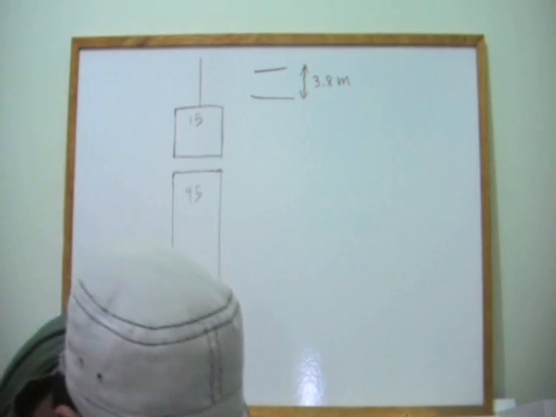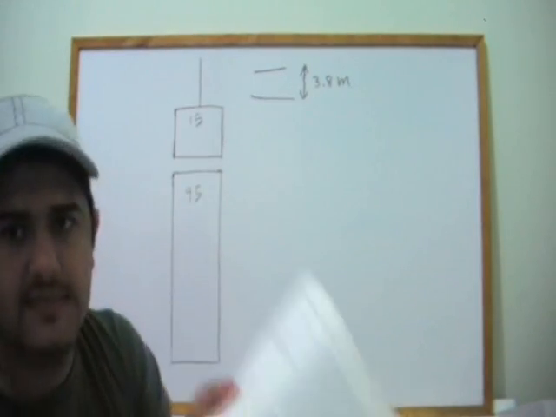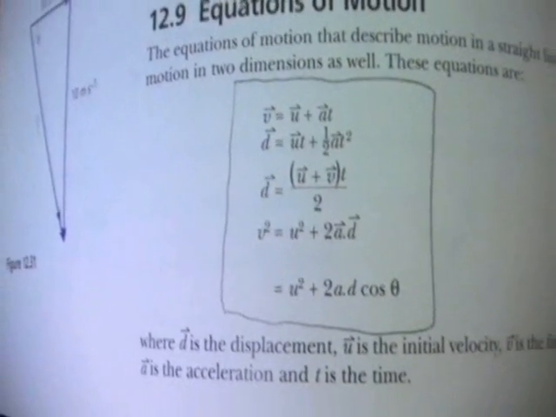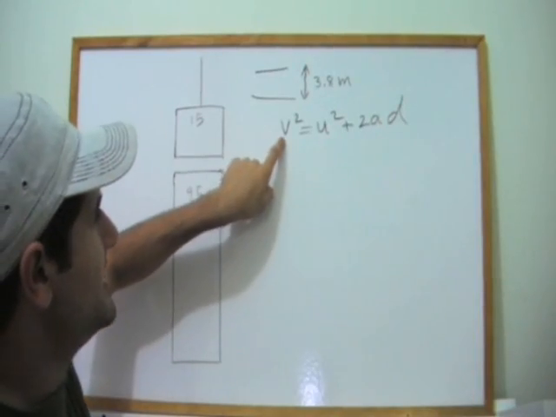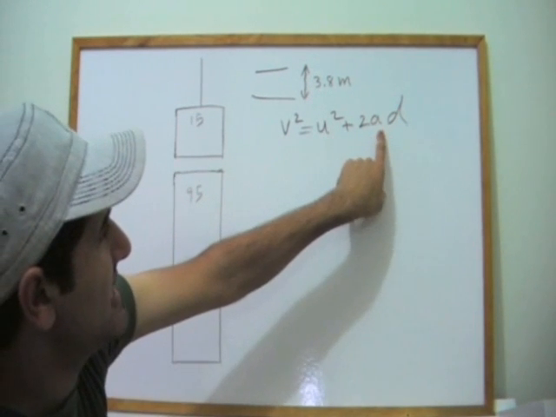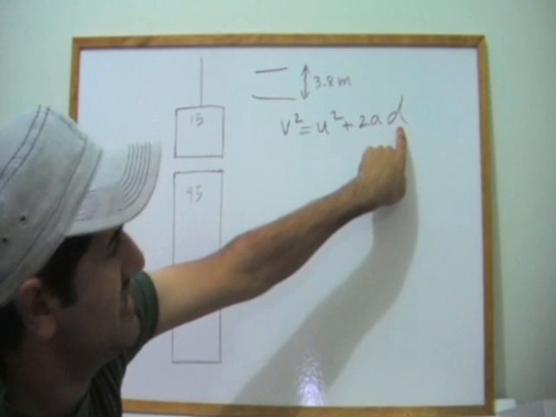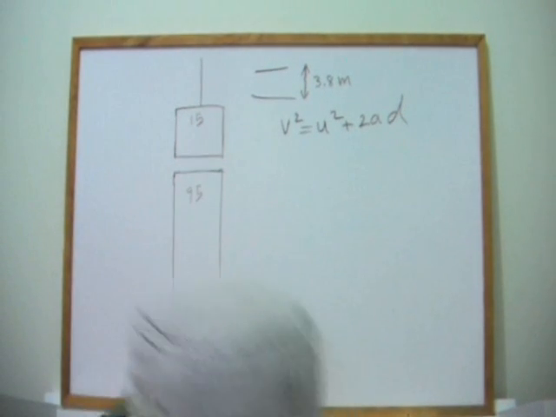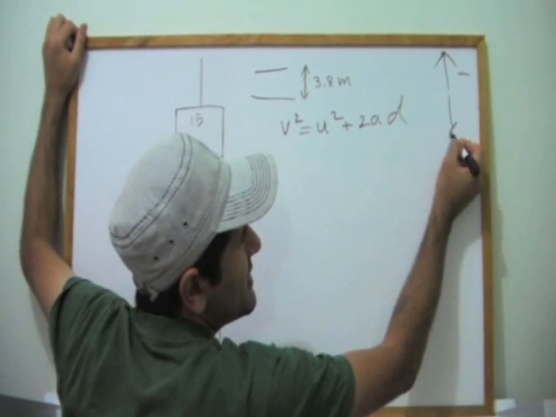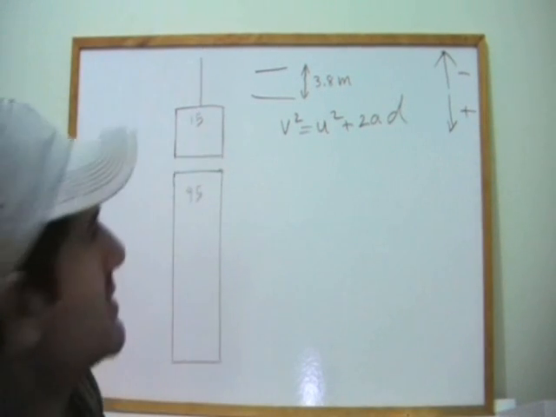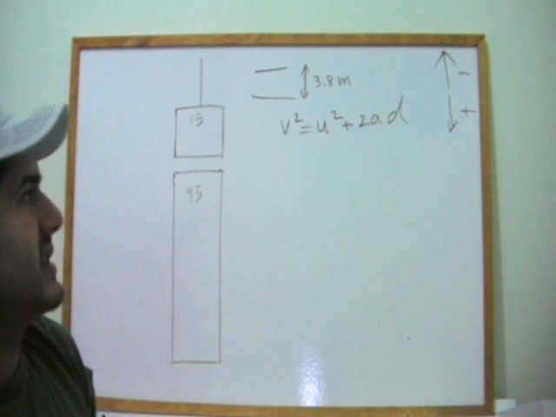The equations are very simple, these ones. The straight line equations for constant acceleration. This is a high school physics book. So that's V is final velocity, U is initial velocity, A is the acceleration, and D is the distance. Now, first thing, we have to take a convention. We will take up as negative and down as positive. This is our convention, and we'll use that and we'll be consistent throughout the calculations.